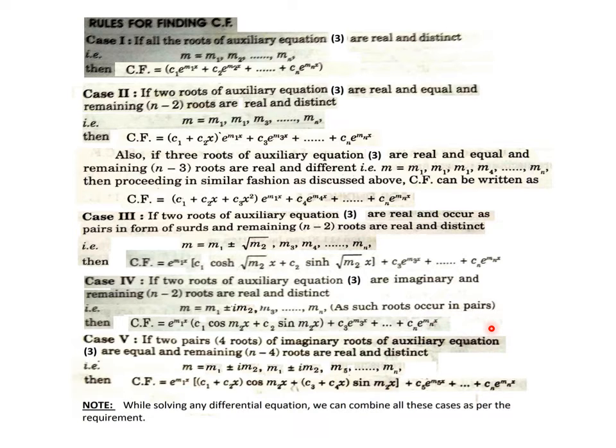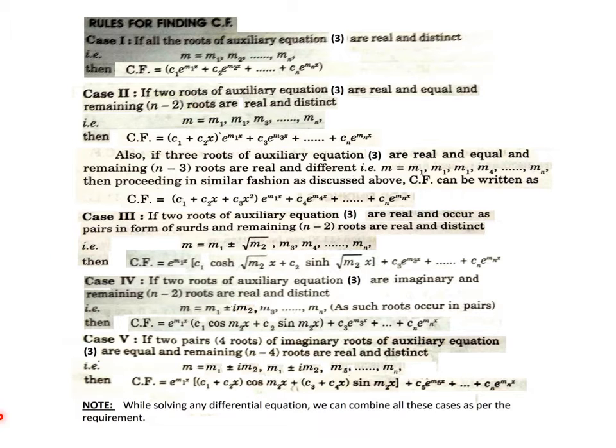That is about the initial simple case. So it is about case 4. And case 5: if two pairs of imaginary roots of the auxiliary equation are equal, that is, two pairs are repeating, in the shape of four roots m1 plus minus iota m2, comma, m1 plus minus iota m2, that pair of imaginary roots is repeating, and the remaining roots are real and different, m5, m6 up to mn, for that it is written with that initial choice.